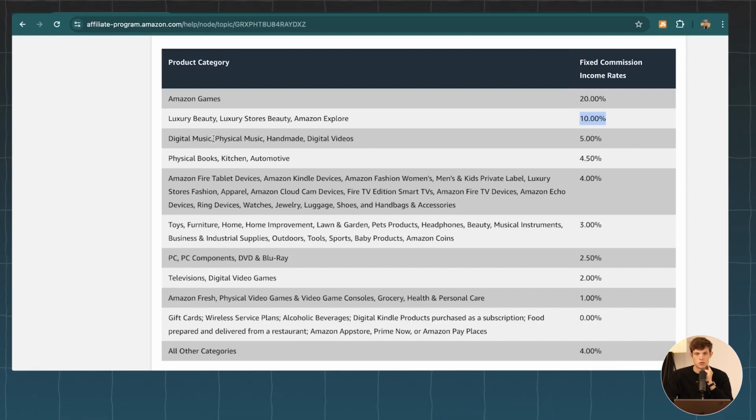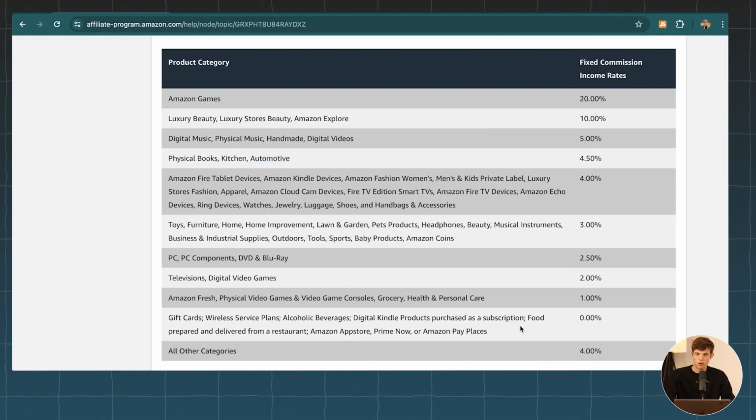Things like physical music, right? If they're buying CDs, you get 5%. If they're buying books, you get 4.5%. If they're buying car parts, let's say they spend $1,000 on car parts, you're getting $45 from that, at 4.5%. So it goes all the way down to actually 0%.